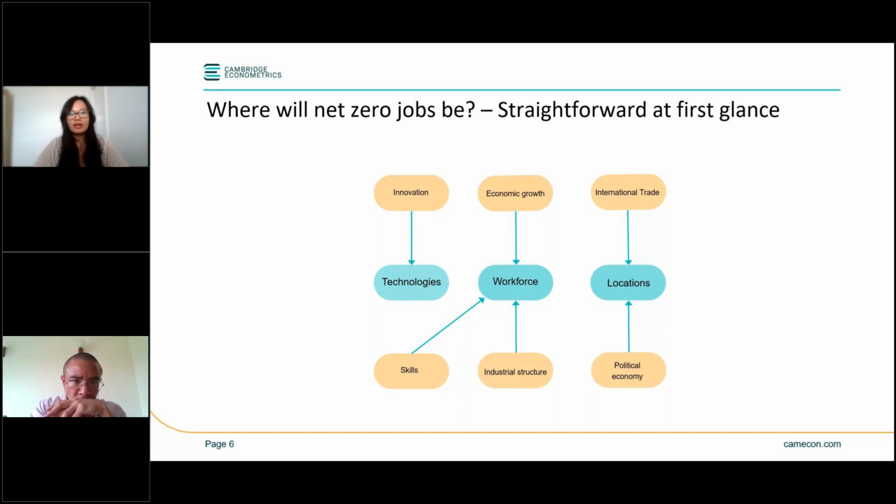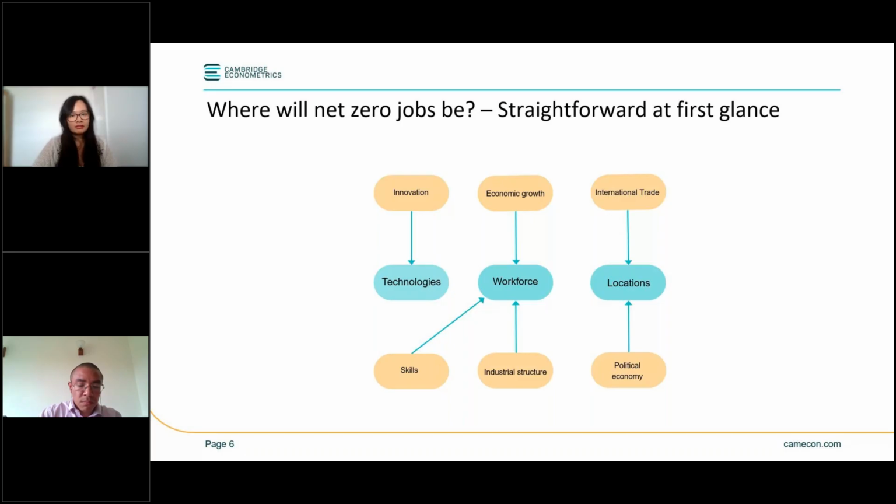So economic growth may foster new employment opportunities. Innovation would impact the use of technologies, which then in turn replace certain jobs with others. At the same time, industrial structure would influence which country or region may have demand for certain types of jobs, and on the other hand, skills would determine which of the jobs and where can readily be filled. And finally, trade and political economy often also influence how these jobs may move around.